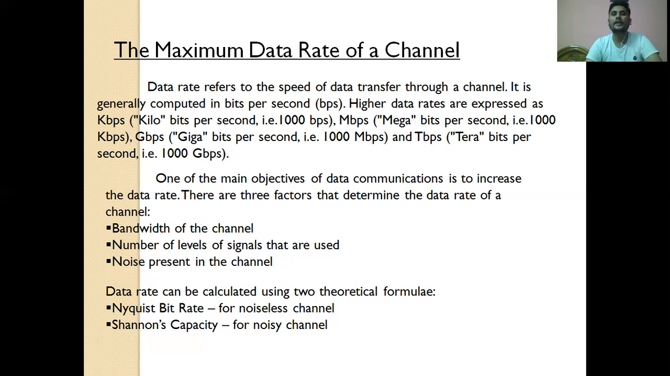One of the main objectives of data communication is to increase the data rate. Obviously, increasing the data rate is very much required. Earlier, when we used mobiles, the data rate was kbps and we accepted that. Later it became mbps, and we accepted that too. Now it is gbps, but we cannot accept the speed of our mobiles and systems, so we now need tbps speeds. A better development is needed in data rates. One of the major objectives of data communication is to increase the data rate. There are three factors that determine the data rate of a channel.